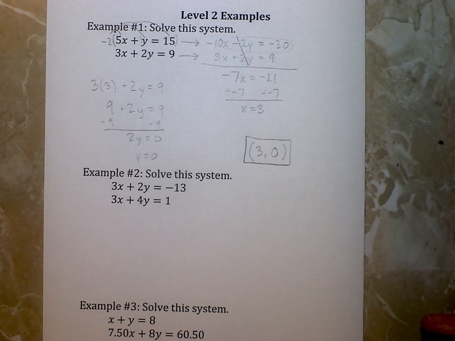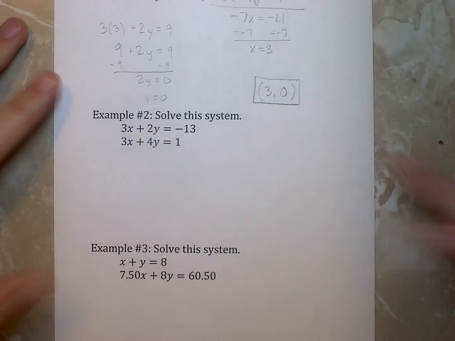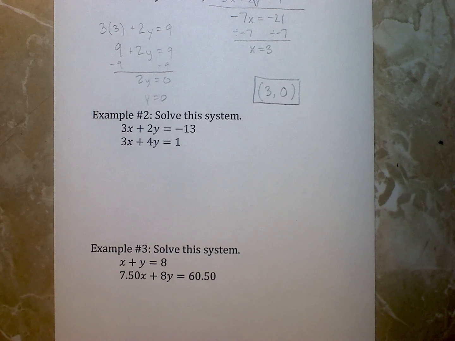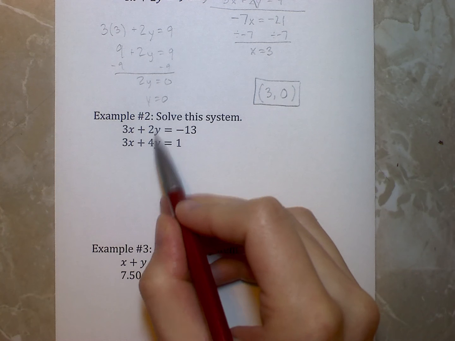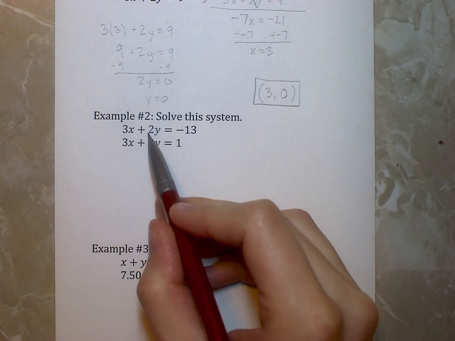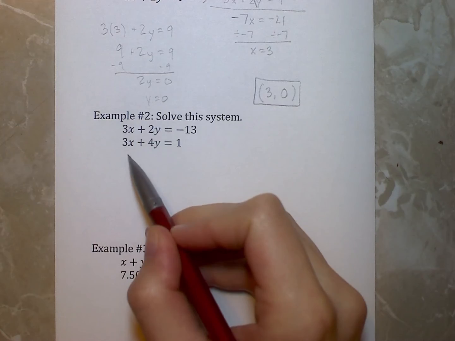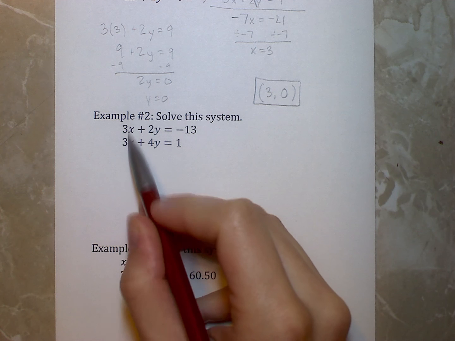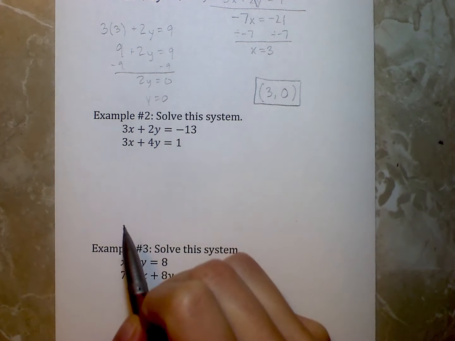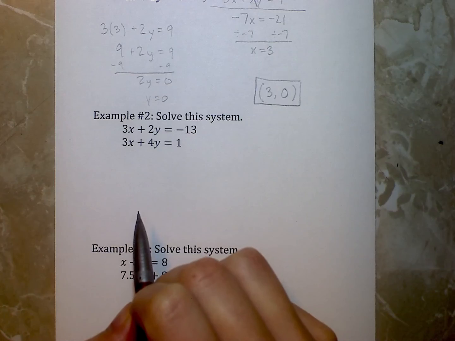Next example. In this one, what I could do is I could say, oh, well, this positive 4 will cancel with a negative 4, and I could multiply by negative 2, kind of like I did in the first one. But even easier that kind of jumps out to me is this is a positive and a negative of the same number. So what if I just multiply one of these equations by negative 1? Right? Wouldn't that be easier?